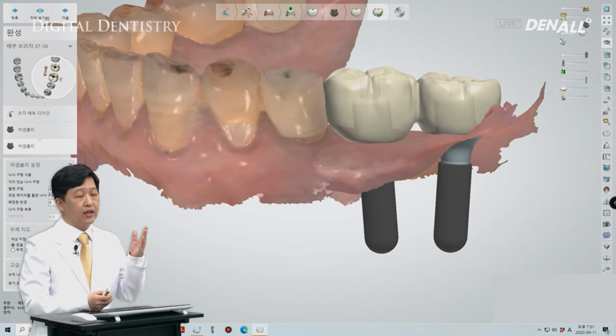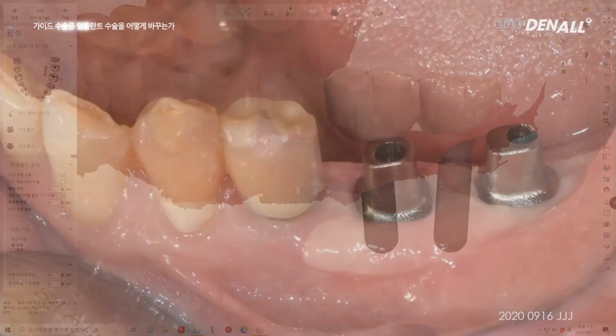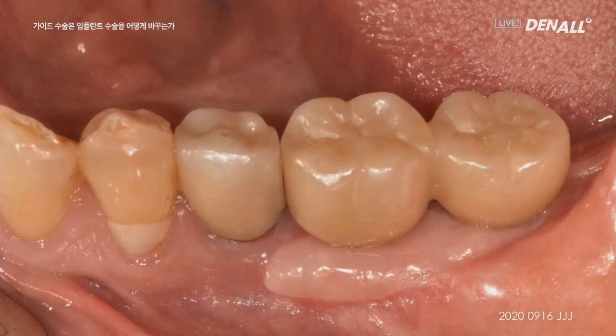After scanning, the final crown and customized abutments were designed. Customized abutment and crown were fabricated. Abutment is connected and final crown was delivered.